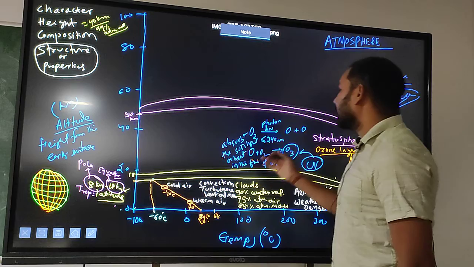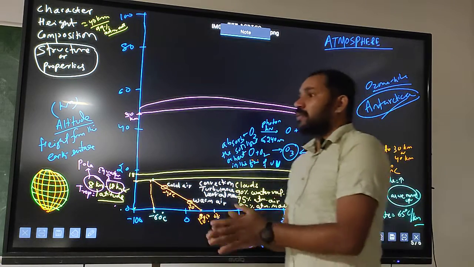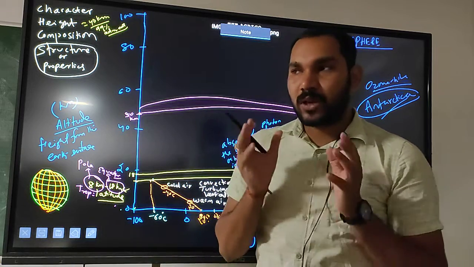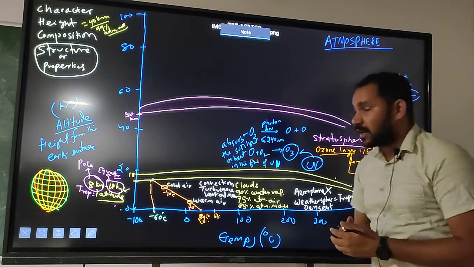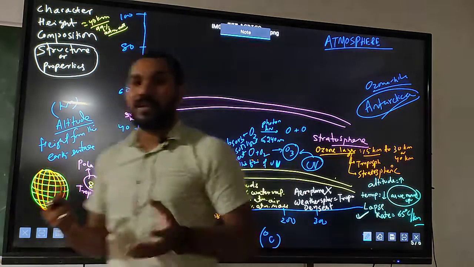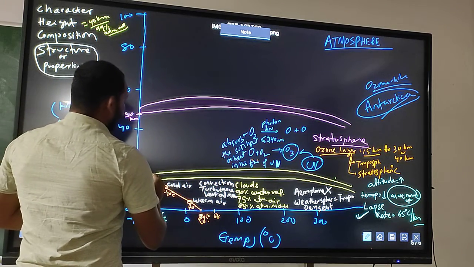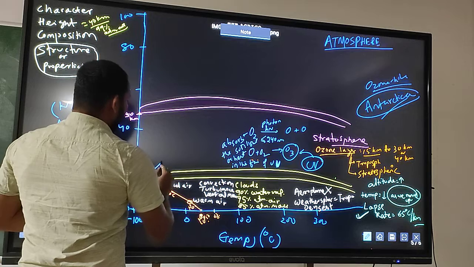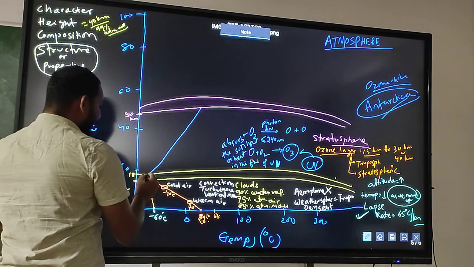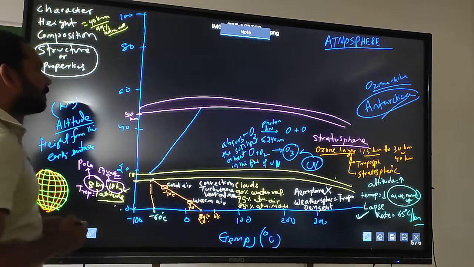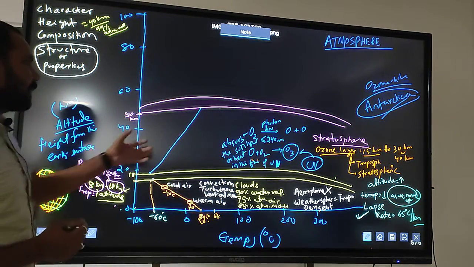So this is where ozone will absorb the UV light. That means the ozone will absorb the heat energy. If the absorption of heat energy is there, then what will happen? Here the temperature will increase. As there is absorption of the heat, the temperature will increase. Why? Because ozone is absorbing the sunlight, so the temperature is increased.